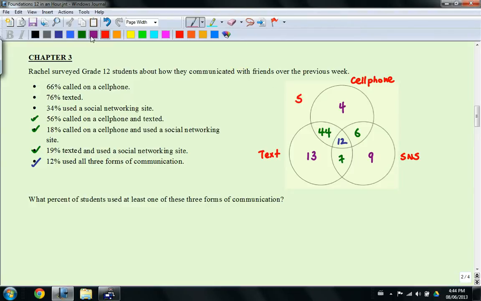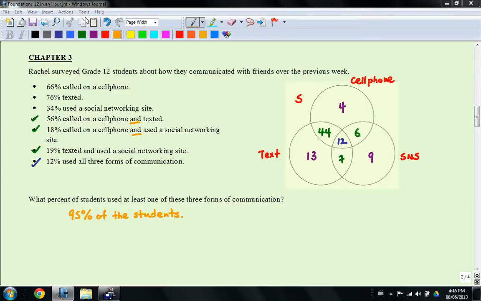So to answer the question, what percent of students use at least one of these three forms of communication, the answer should be 95% of the students. This question is here just to see if you know how to fill out a Venn diagram properly, and interpret the words "and" and "or" and things like that on a Venn diagram. So that's it for chapter 3.